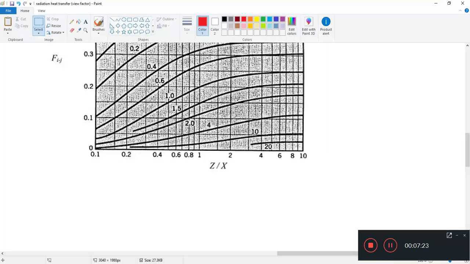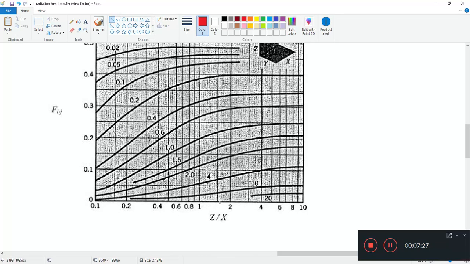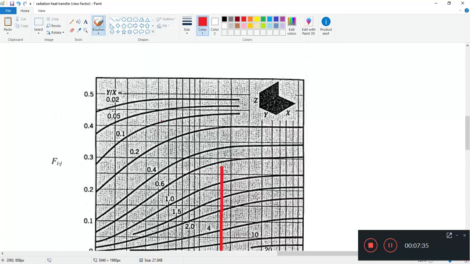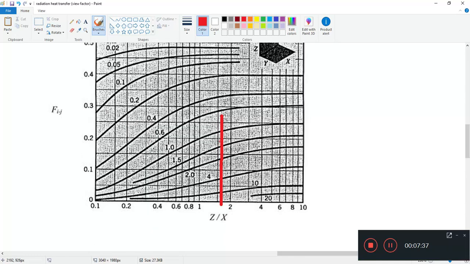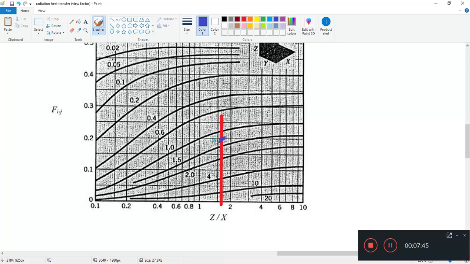I'm going to use the pointer. 1.67 should be somewhere here. And this y over x equals 1.33 will be somewhere here. And what is this view factor?